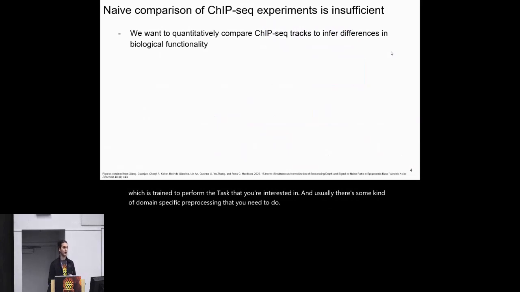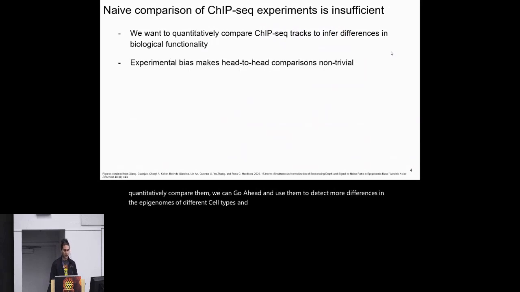Okay, so now that we have a large number of these experiments and we know how to quantitatively compare them, we can go ahead and use them to detect differences in the epigenomes of different cell types and samples. But it actually turns out that just doing a very naive kind of apples-to-apples comparison of the signals that come out of these experiments is not a very good way to go about doing your analyses. The reason is that there's a very large number of technical noise factors, which can basically mask the real signal that you're looking for.